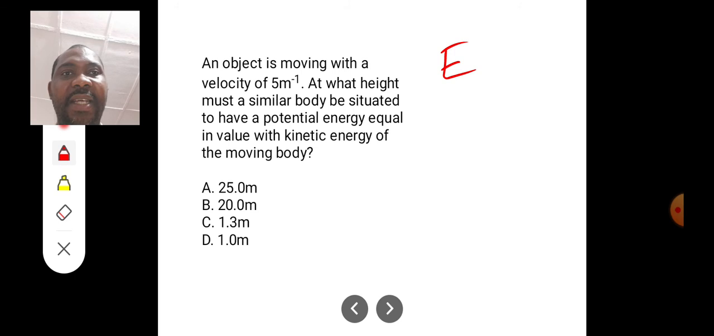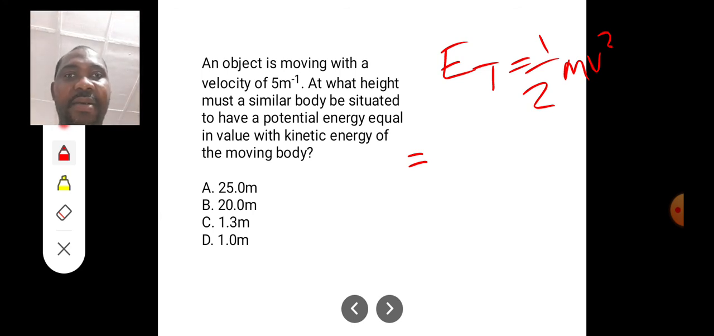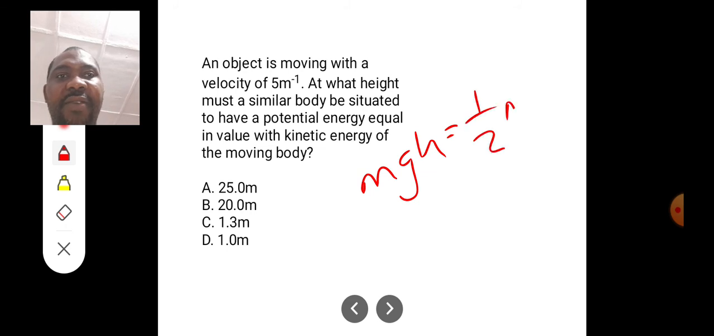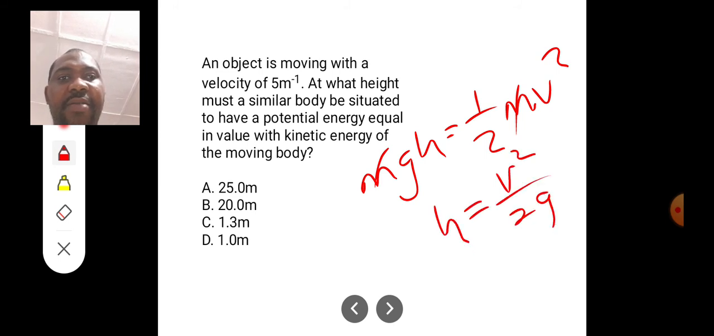The total energy here is the total kinetic energy, which is half mv squared, because we are given the velocity, the initial throw. Okay, so that will be equal to, oh, we are not given mass, so that cannot solve this question. So let me look for another method. Here, since potential energy is equal to kinetic energy, we can say that mgh is equal to half mv squared. Okay, so m cancels m. That means your h now will be equal to v squared over 2g by cross multiplication.